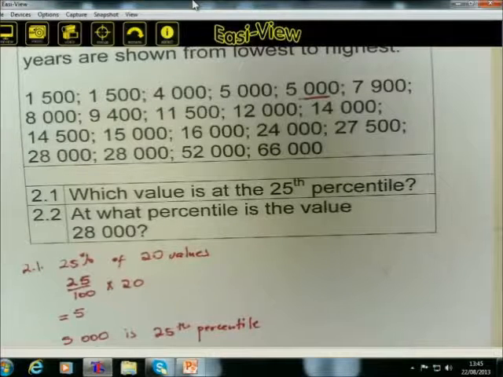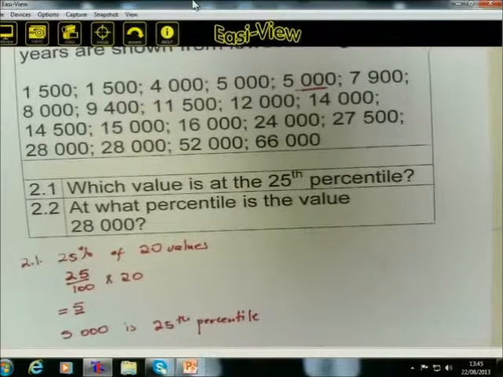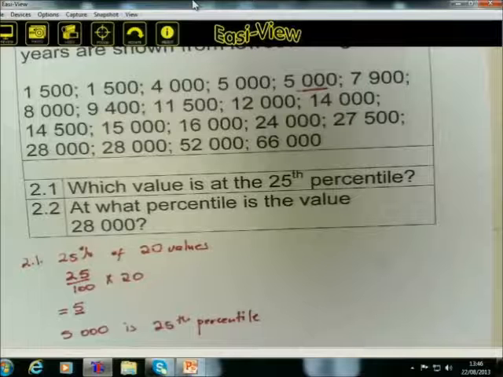Okay, grade 12s. Remember, when you calculate that, you are only looking for the position. So we find that the value on the 25th percentile is the first value in our data set. And we go back to our data set and find out which value that is. So going back, the first value in our data set is 5,000. So 5,000 is at the 21st percentile on our data set.